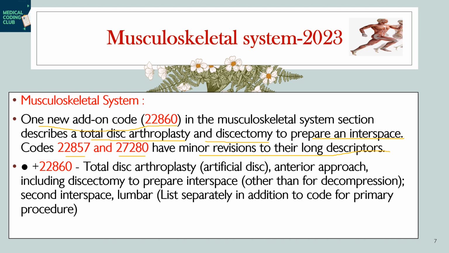We'll see the new add-on code 22860, that says total disc arthroplasty, which is an artificial disc, anterior approach including discectomy to prepare interspace, second interspace, lumbar. List separately in addition to code for primary procedure. This is an add-on code and we should always assign it separately from the primary code.